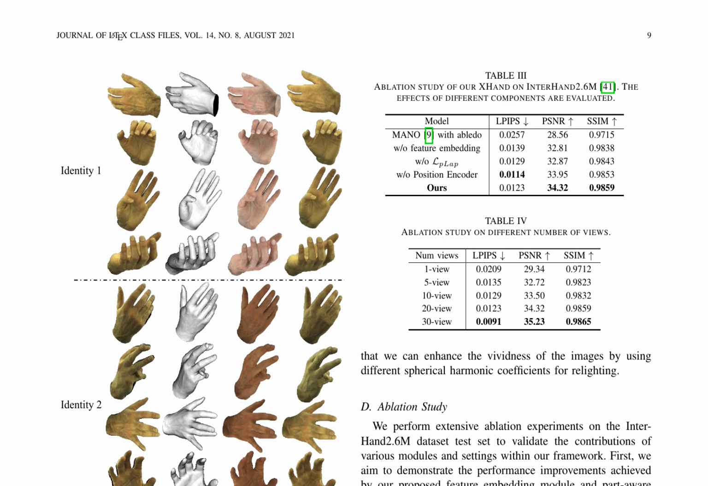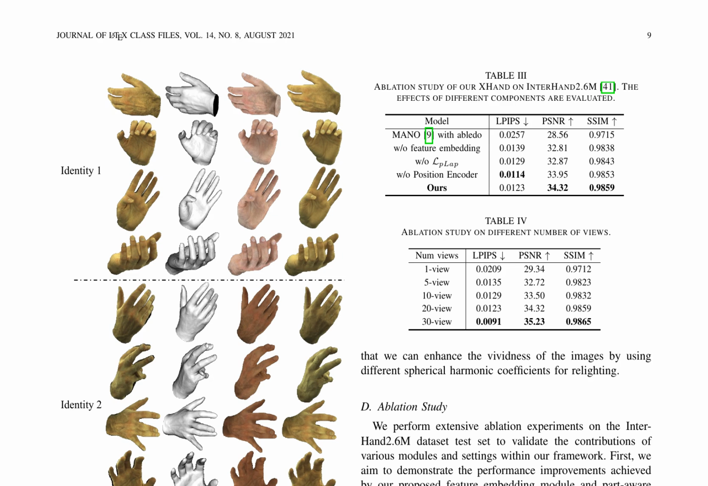The XHand method efficiently generates personalized hand expressions from arbitrary hand gesture inputs, leveraging in-the-wild data as a reference for hand poses. Pose parameters are extracted from Hamer, a robust pose estimation framework. A comprehensive ablation study evaluates the impact of various components on the XHand model's performance, including feature embedding, part-aware Laplace smoothing, and position encoder. The results, presented in Table 3, demonstrate that the feature embedding module significantly enhances rendering quality, with a notable decrease in LPIPS and increases in PSNR and SSIM.